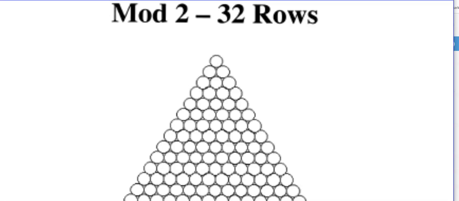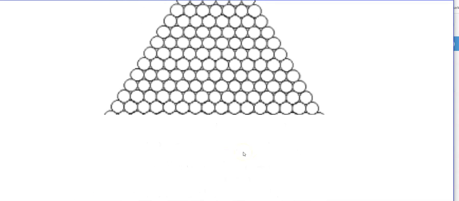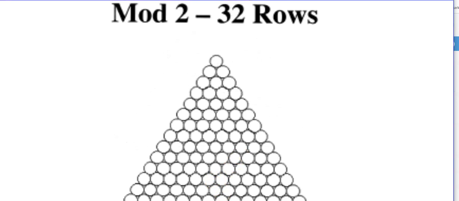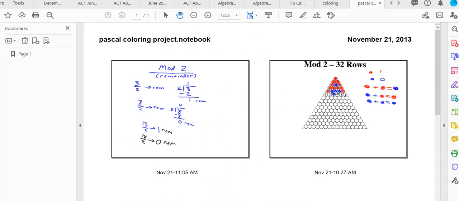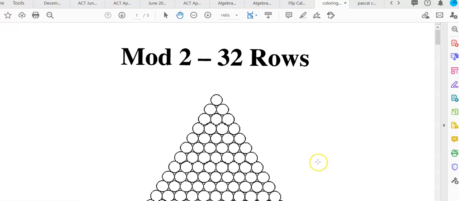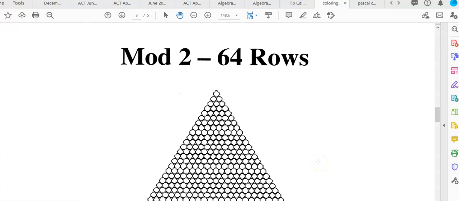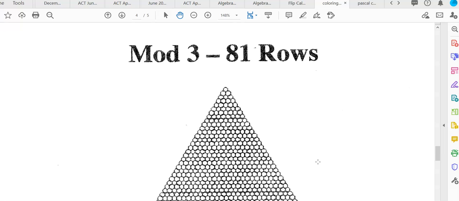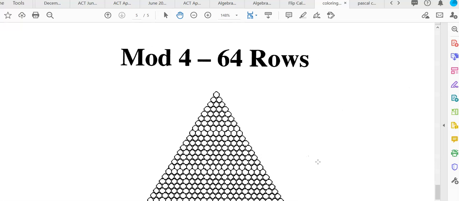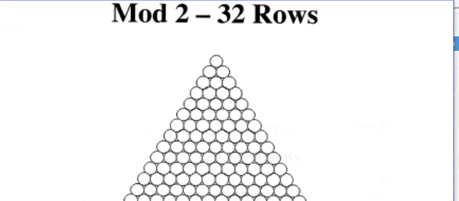Okay, so we're going to talk about Mod 2, which is your first page of the project. There are actually 5 pages, I believe, in the actual document. Let me see if I can find it here. Mod 3, 27 rows, Mod 2, 64 rows, Mod 3, 81 rows, and Mod 4, 64 rows. So there are 5 pages you could do.